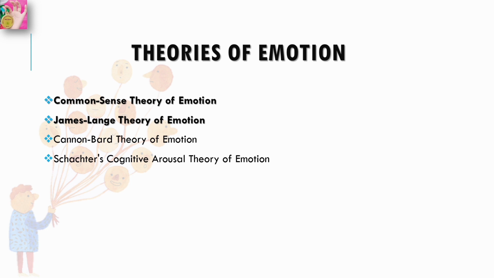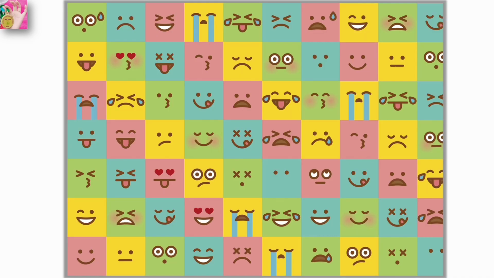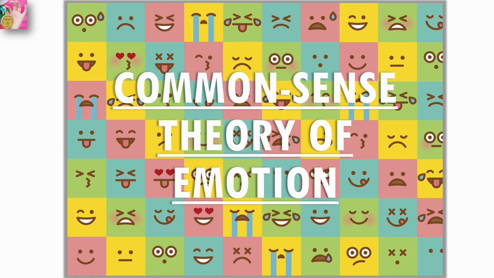Now, in this video, in the series of the theories of emotion, we will cover the common sense theory of emotion, James-Lange theory of emotion, Cannon-Bard theory of emotion, and Schachter's cognitive arousal theory of emotion. In this video, we will learn about the common sense theory of emotion and James-Lange theory of emotion. So, this is going to be part 10 of chapter 2. So let's start with the common sense theory of emotions.